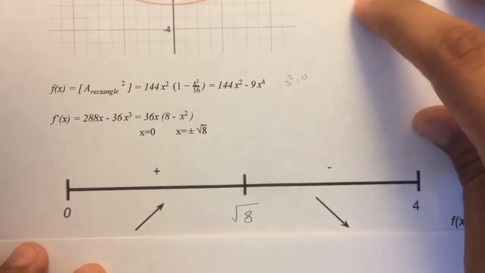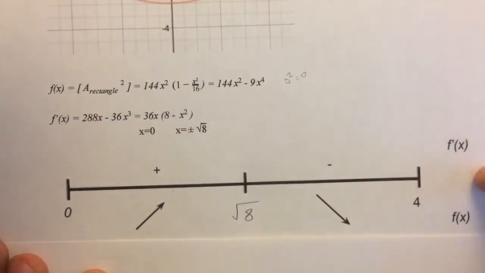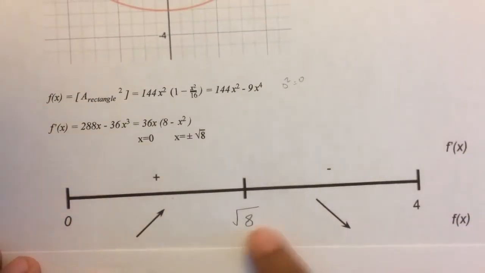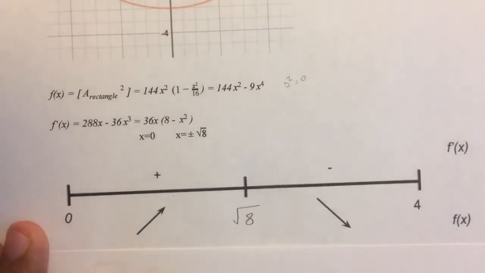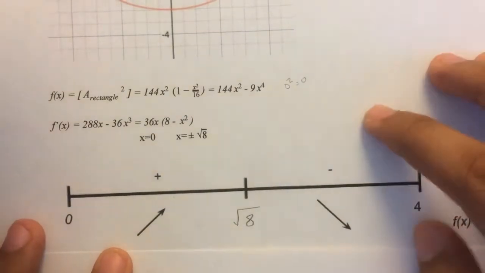Okay, so then we can just draw a sign chart. So we have f prime of x and f of x. So at root 8, we see there's a relative maximum, because between 0 and root 8, f prime of x is positive, and between root 8 and 4, f prime of x is negative.